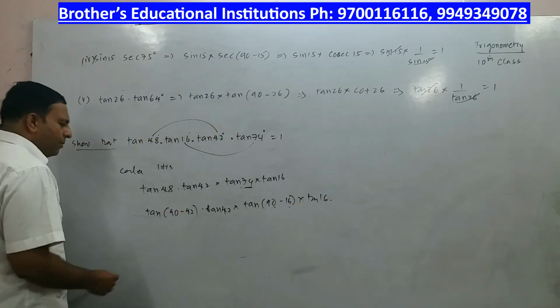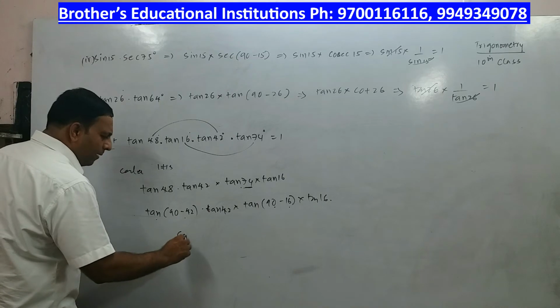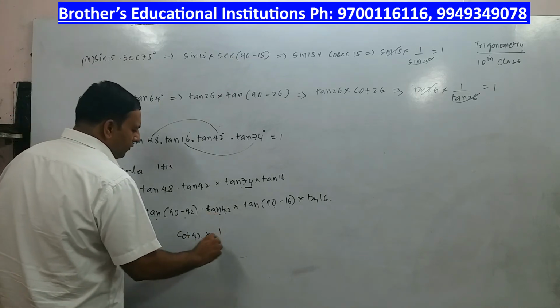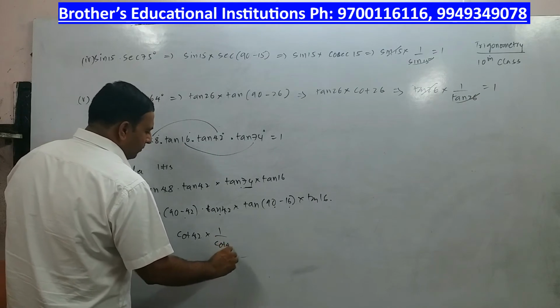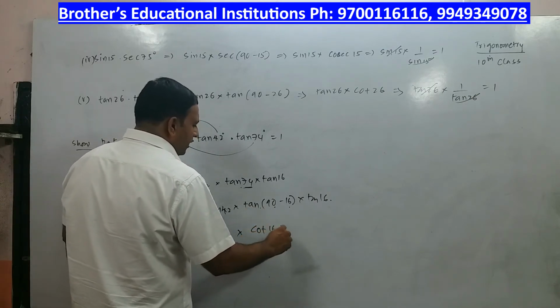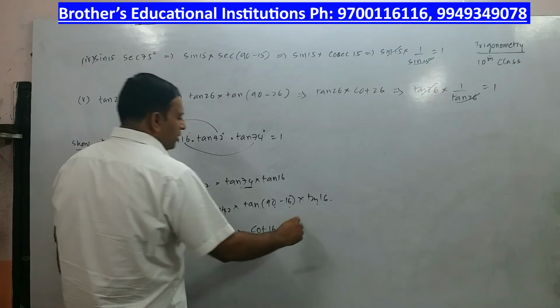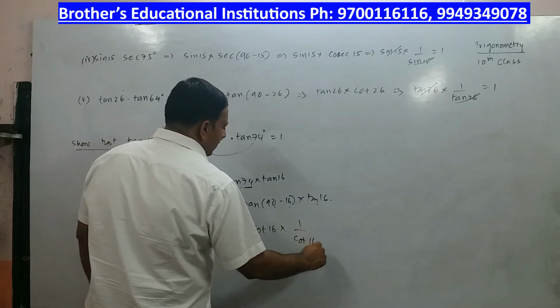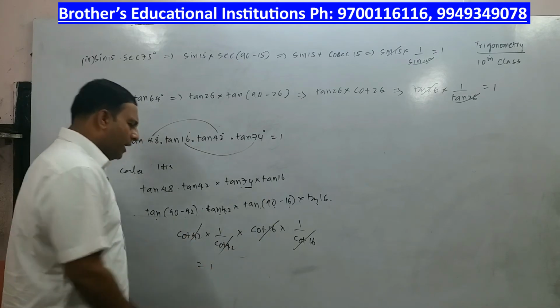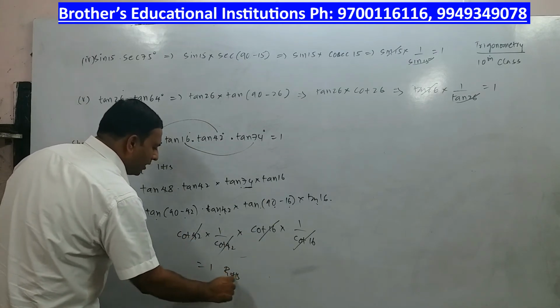Now you apply the complementary angle formula. Tan of 90 minus theta is cot theta. So it is cot 42. Into what is tan 42? It is 1 by cot 42. Into tan of 90 minus theta, which is cot theta, so it is cot 16. Now tan 16 is nothing but 1 by cot 16. Now cot 16 cancels, cot 42 cancels, the answer is equal to 1, and that is your RHS.